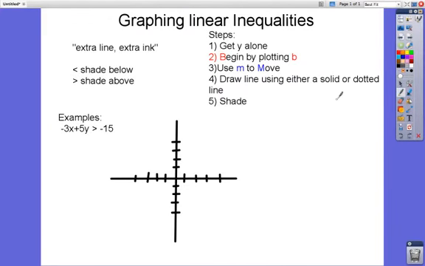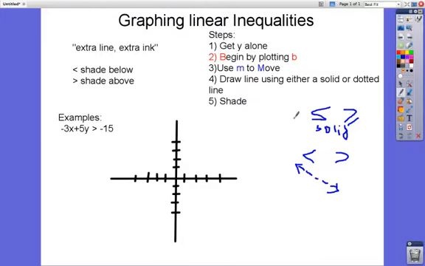So, for example, if you have one of these symbols with a line underneath, it's going to be a solid line. Okay, so that would be solid. So just a normal line, like when you graphed the equations. If it doesn't have that line, you're not going to use as much ink, and it's going to be a dotted line. So it's going to look like this with spaces. Okay, so something like that.